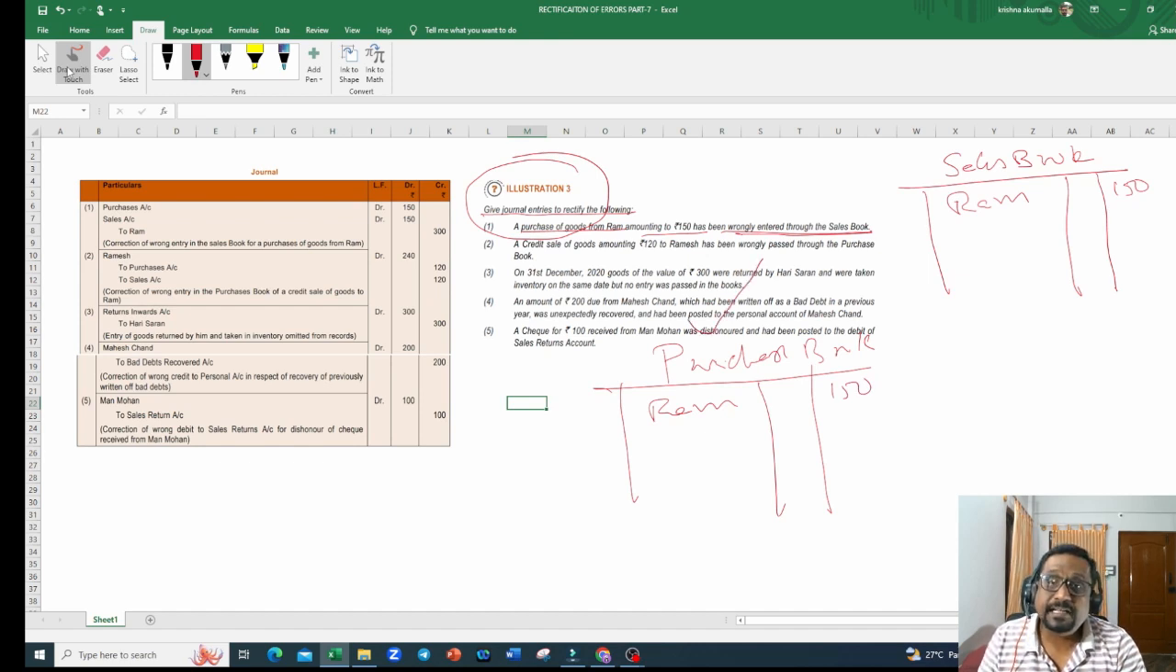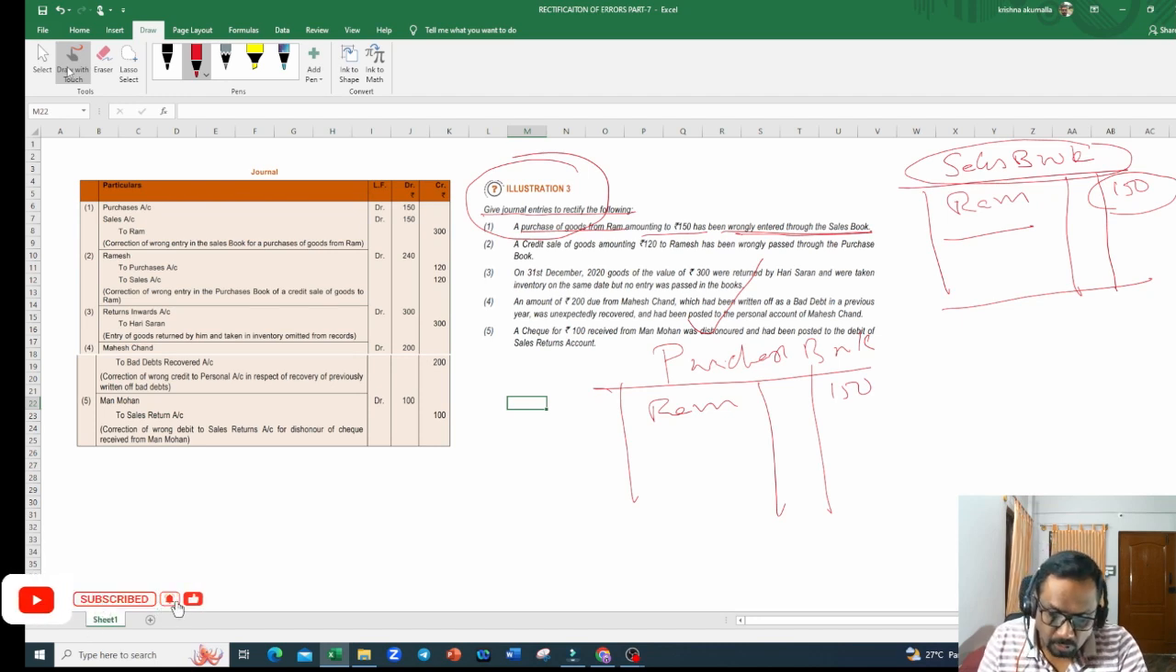But where did they write? They have written this in the sales book as Ram 150, as if they sold goods to Ram. But they are supposed to record this in the purchase book, as if these goods were purchased from Ram. So this is the right one, and this is the wrong one.